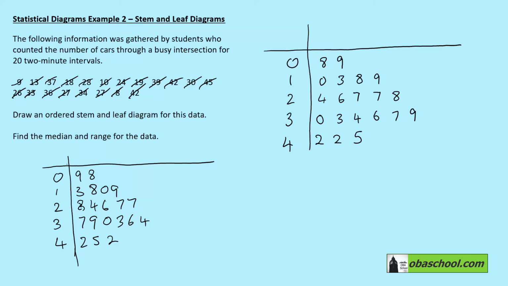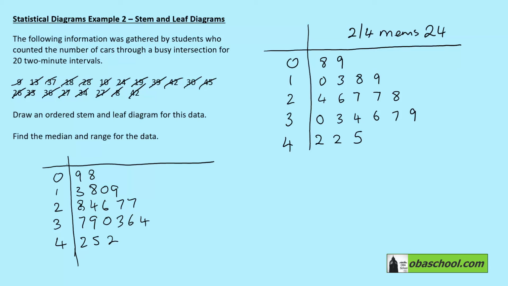And we can use any value from here. So for example, we say 2, 4 means 24. And that's because in another diagram, it might mean 0.24 or 2.4. And that's our ordered diagram.